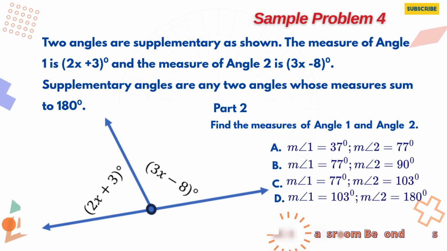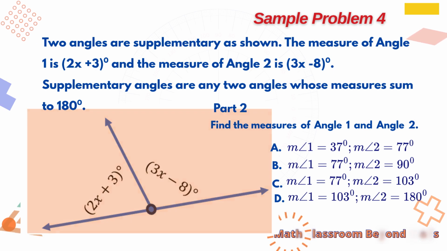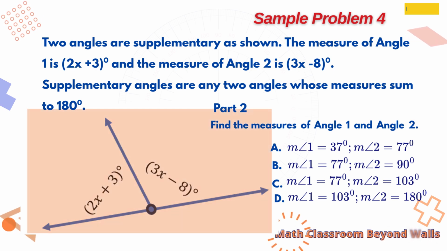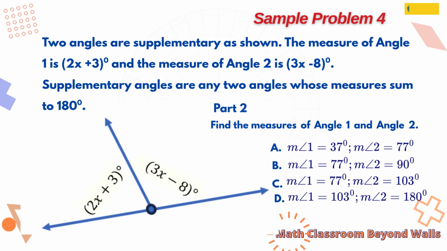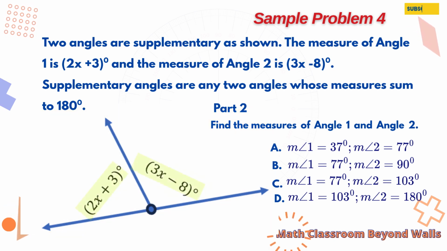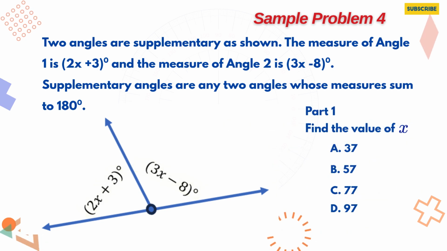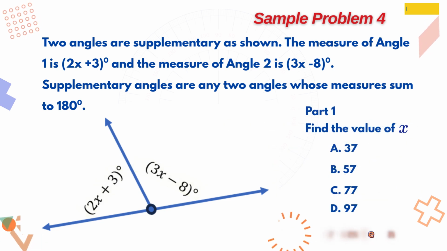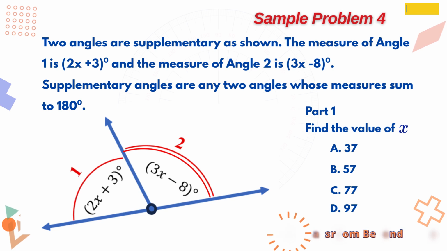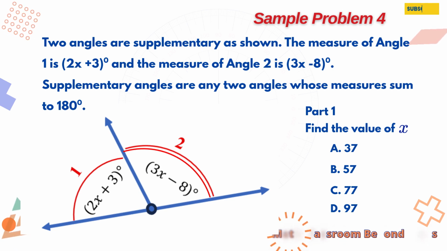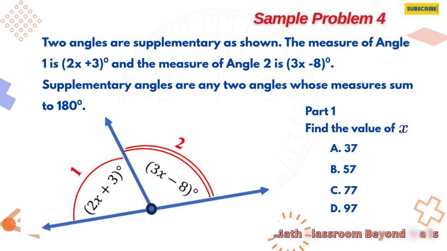What are given? We're given a diagram with a pair of supplementary angles. We are also given two algebraic expressions representing the measures of angle 1 and angle 2. Let us label angle 1 and angle 2 on the diagram for clarity. We will start with part 1, asking for the value of the variable x.